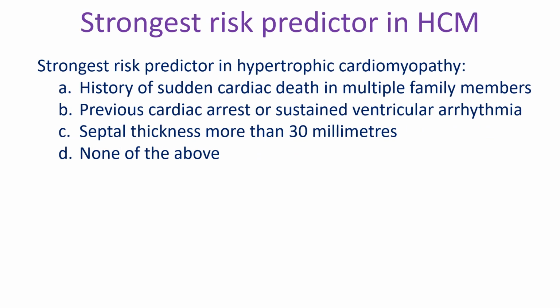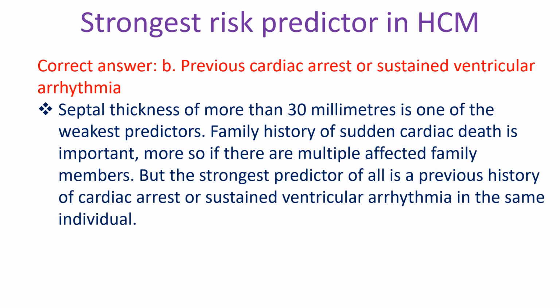Strongest risk predictor in hypertrophic cardiomyopathy. A. History of sudden cardiac death in multiple family members. B. Previous cardiac arrest or sustained ventricular arrhythmia. C. Septal thickness more than 30 mm. D. None of the above. Correct answer B. Previous cardiac arrest or sustained ventricular arrhythmia.